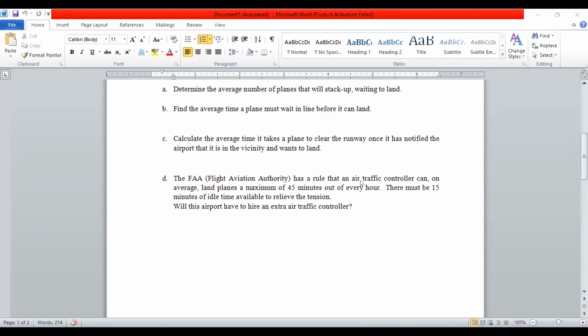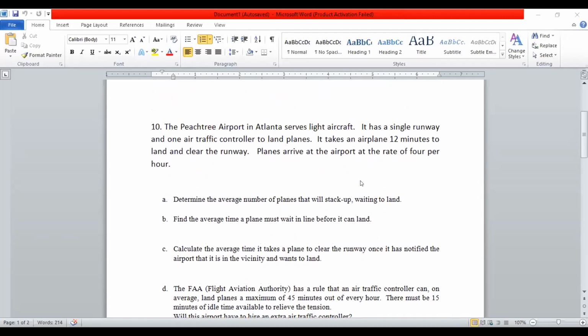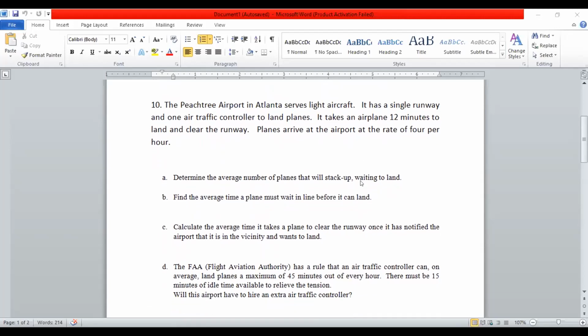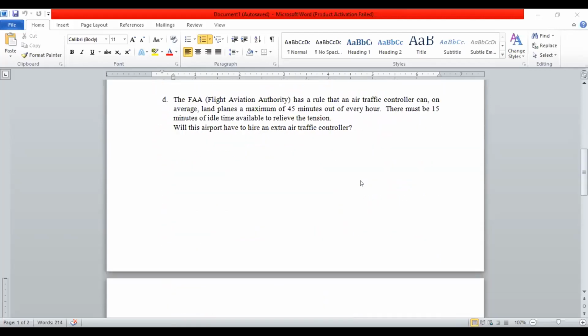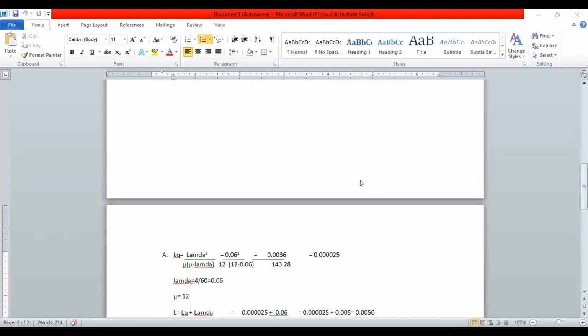And go back up. The plane arrives at the airport at the rate of 4 per hour. So while the air traffic controllers can land 5 in the hour, they arrive at 4 within the hour. So your lambda is 4 per hour on average, and your mu, that's your service rate, is 5 per hour. We see that? Okay, we're gonna work the question together now.